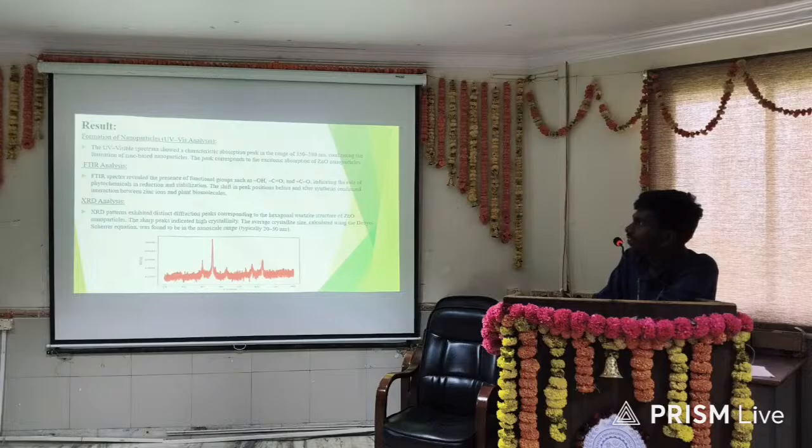Result: formation of nanoparticles. UV visible analysis, 350 to 800 nanometers is confirmed.